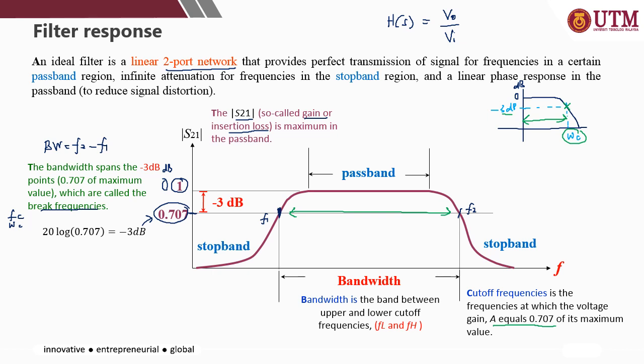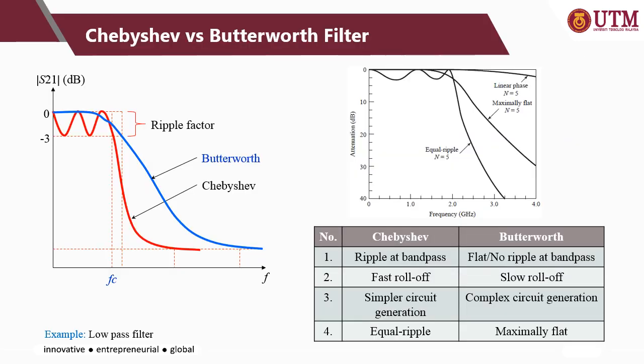So depending on different types of filter, you will be having different types of filter response. You can refer to the earlier slides where you can see different types of filter response depending on different types of filters. Next, let's look at the difference between the Chebyshev and Butterworth filter response.